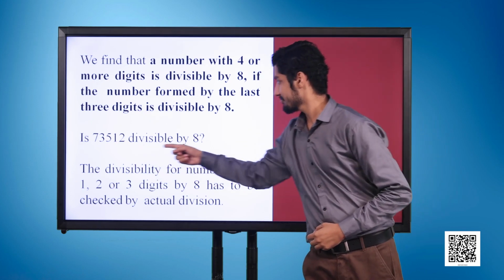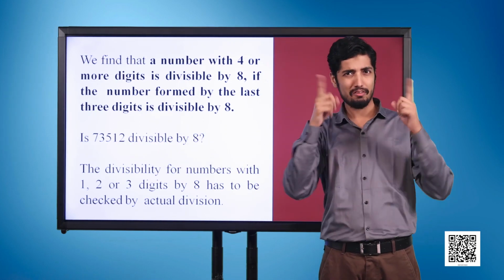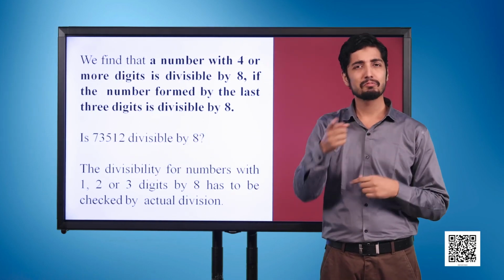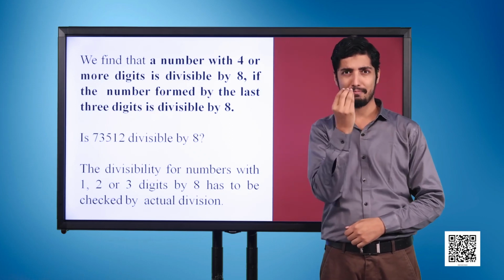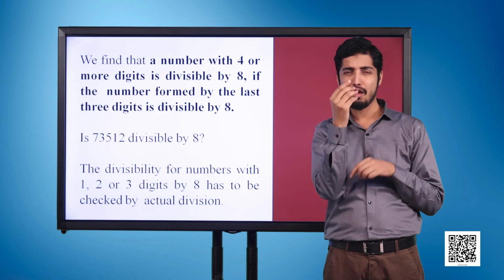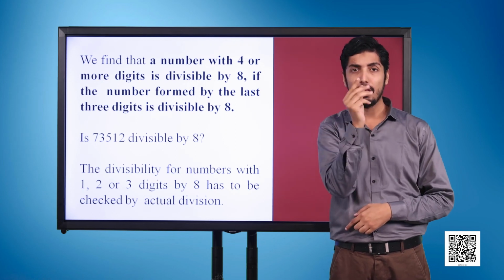Is 73,512 divisible by 8? The divisibility for numbers with 1, 2 or 3 digits by 8 has to be checked by actual division.